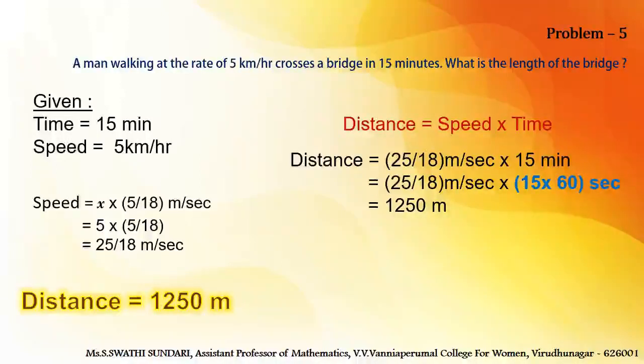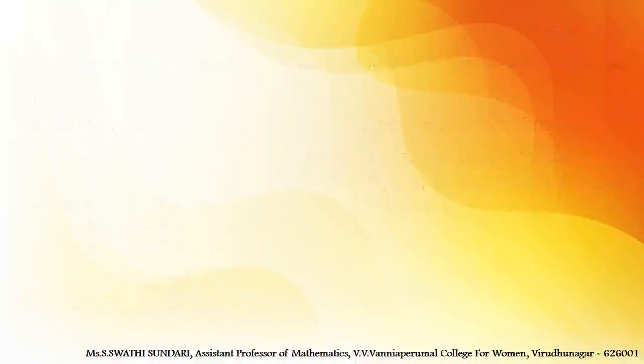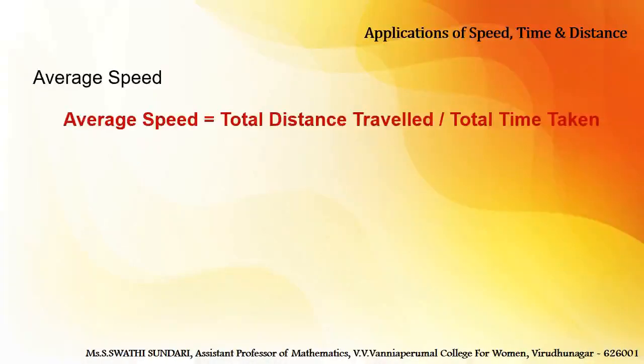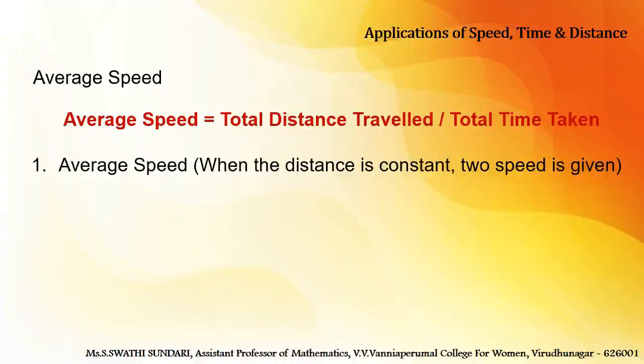Next, we're gonna see the applications of speed, time and distance. Meanwhile, we're gonna see an important concept, that is average speed. Average speed is nothing but the total distance traveled divided by total time taken. Here the average speed is classified into two categories. The first one is when the distance is constant and speeds are given. In that situation we have to use this formula: average speed equals 2xy divided by x plus y.